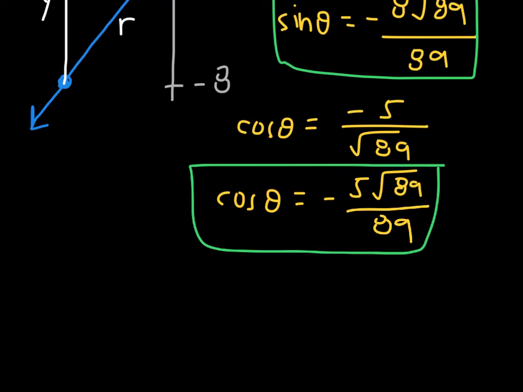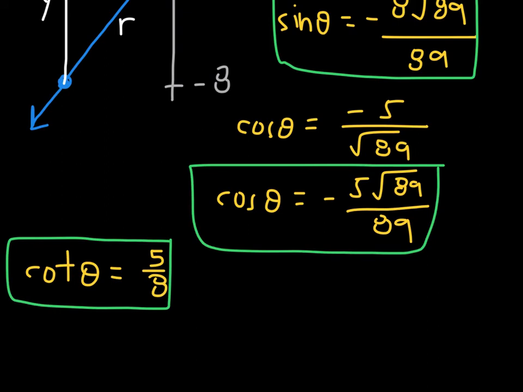They gave us tangent of theta, so we don't need to find that. Cotangent of theta is just the reciprocal of tangent of theta. In the very beginning, they told us tangent of theta is 8/5. That means cotangent of theta is 5/8, right? That was pretty simple there.